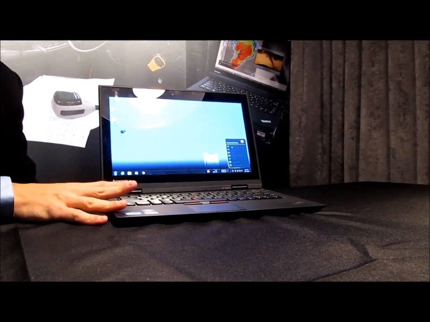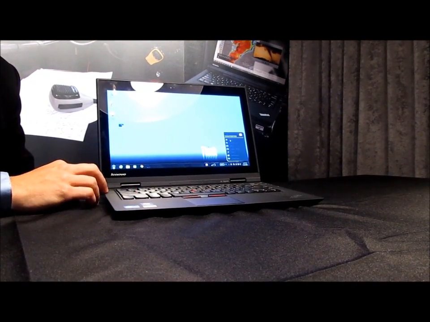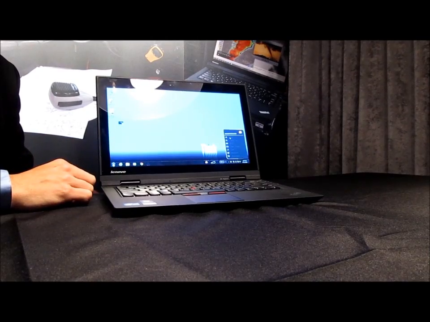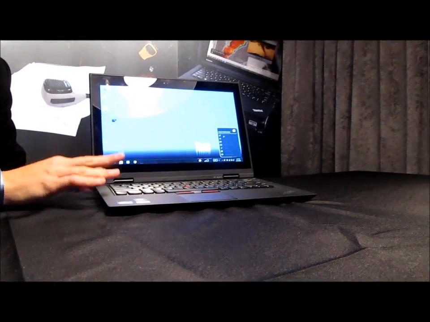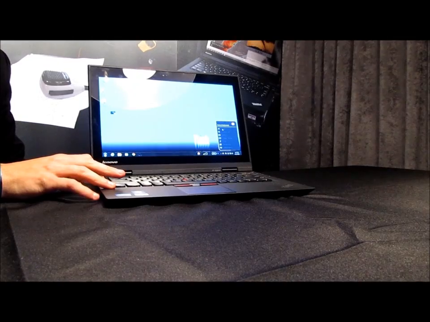So that's a little bit of an overview of the ThinkPad X1 Hybrid, available in second quarter of 2012. Starting price right now is targeted to be around $15.99.